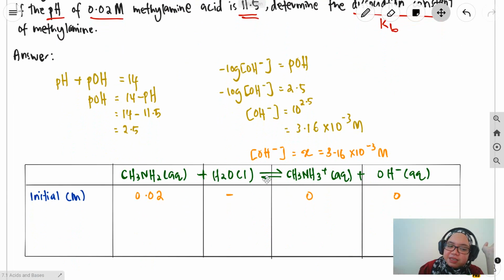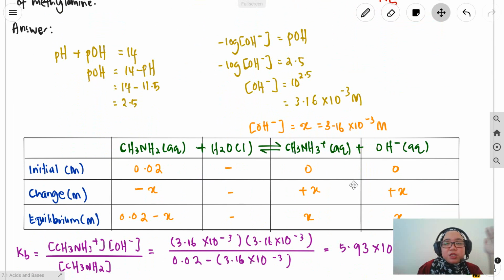Okay, so ICE table here, we do the ICE table macam biasa. So we do the chemical equation, balanced chemical equation. So we got this, CH3NH2 react with water to form CH3NH3 plus and OH minus aqueous. So remember, initially, this methylamine has 0.02 molar. Water langsung kita ignore. And then, sebabkan initial product tak ada lagi kan, so, 0, 0. So, change dia mestilah sebab dia tak ada stoichiometric coefficient kat depan ni, so, kita minus X only.